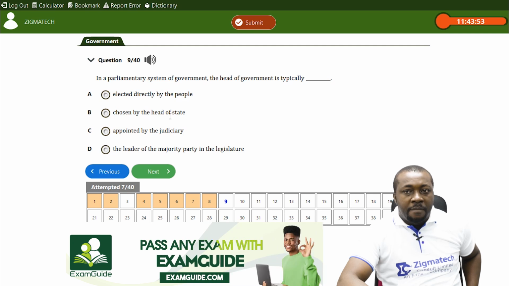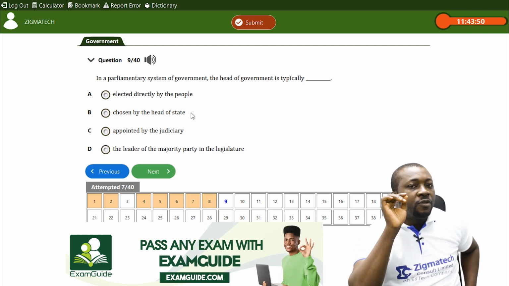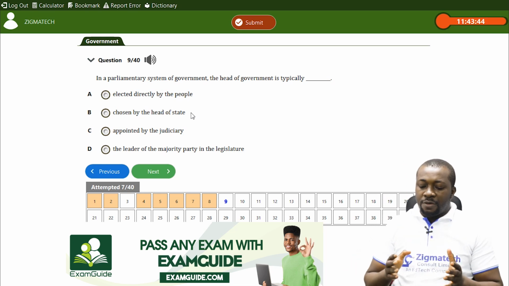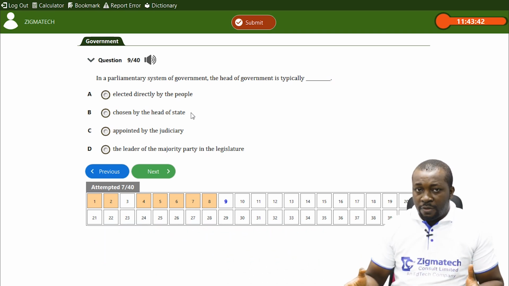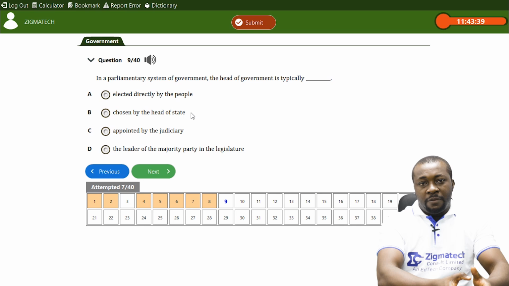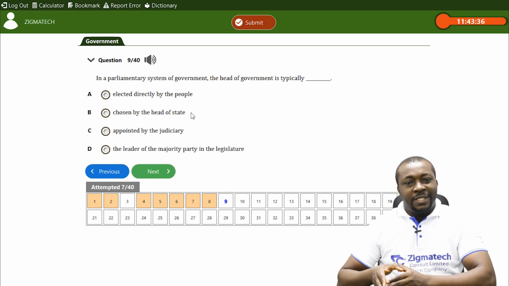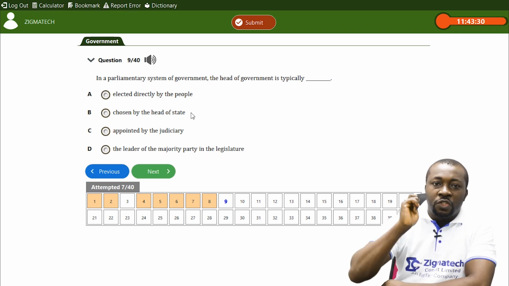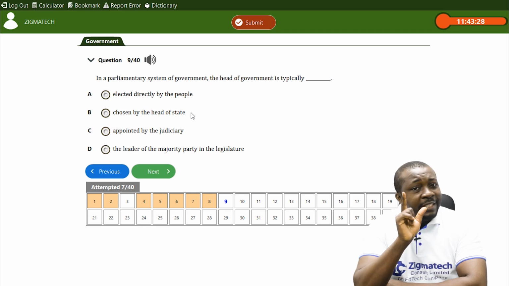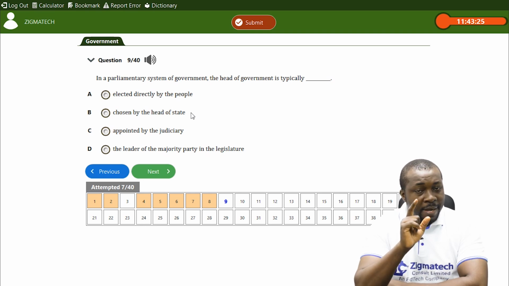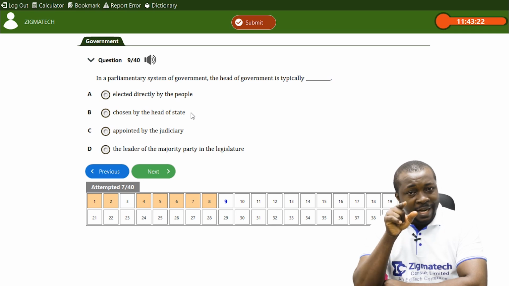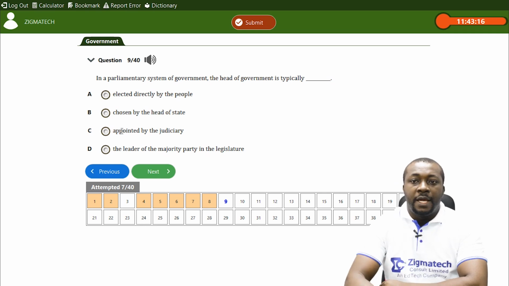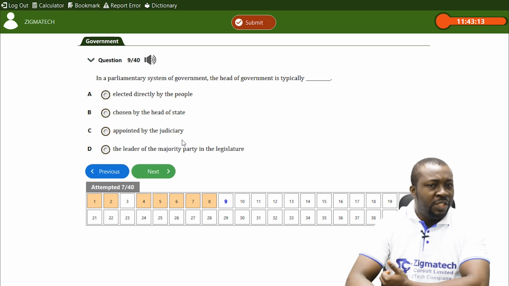B, chosen by the head of state. This option is tempting, but it's not the correct answer. Chosen by the head of state connotes the fact that the head of state had the option to decide whether to choose this person or this person. Yes, the head of state inaugurates the head of government, but he does not choose because he has no option. There is a person that he must appoint, it is by law. He must inaugurate that person. He does not choose.